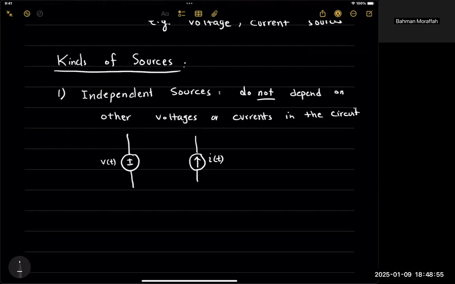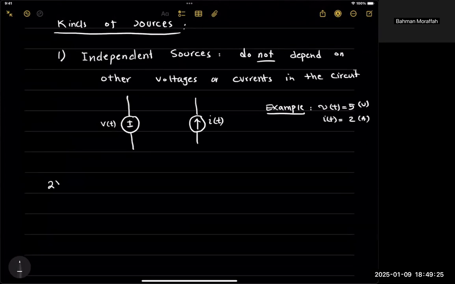Again, it can depend on time, but the value cannot depend on any other voltage or current in the circuit, right? A very simple example is when V of t is a number, for example 5 volts, or I of t is 2 amps, so the value does not depend on time. Another kind of sources are dependent sources.